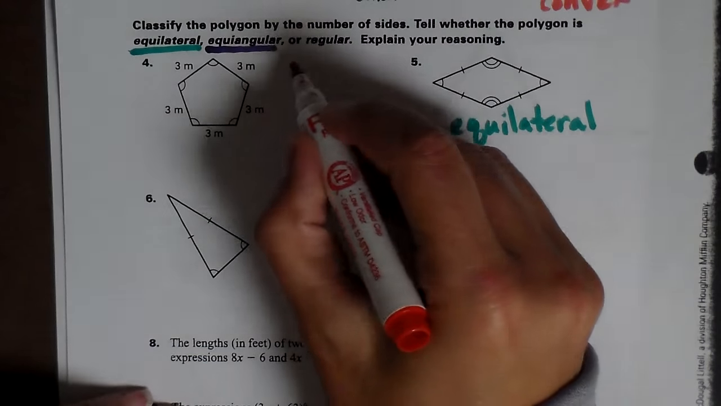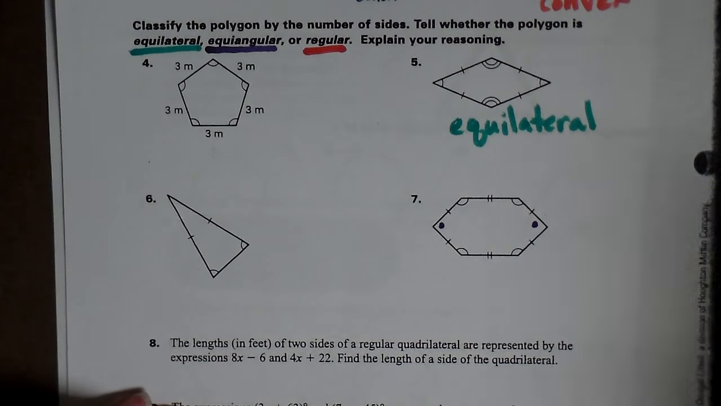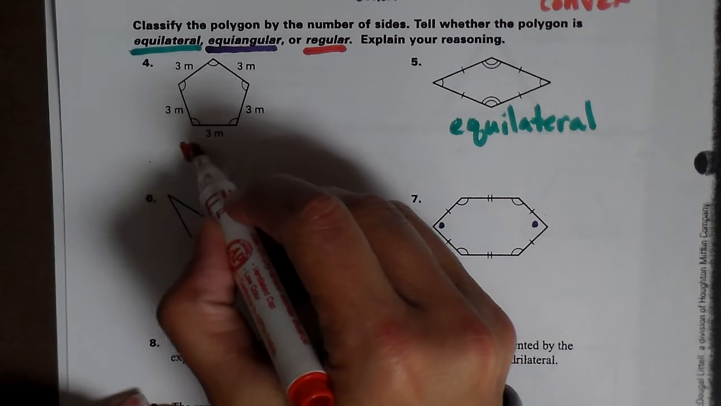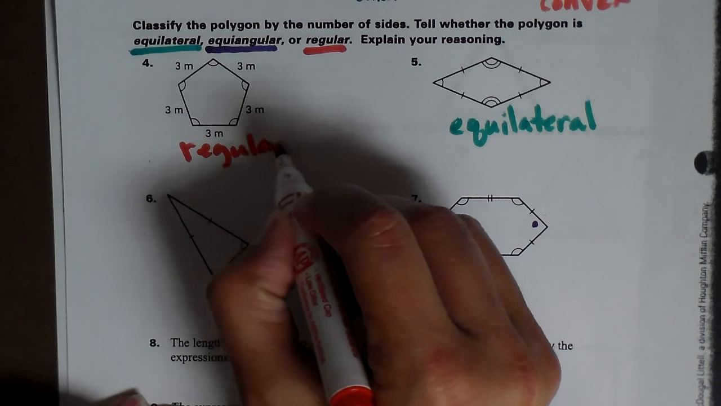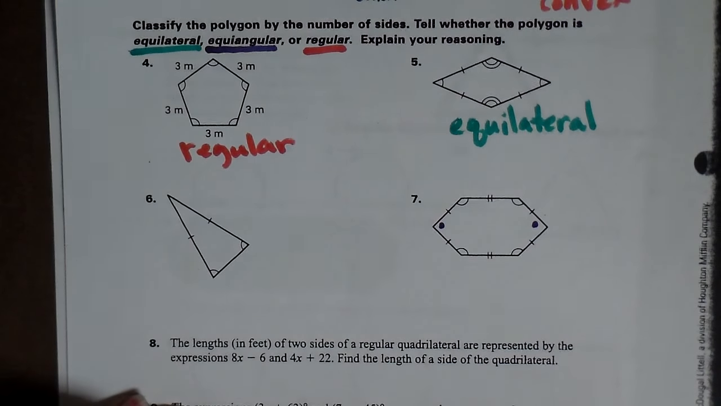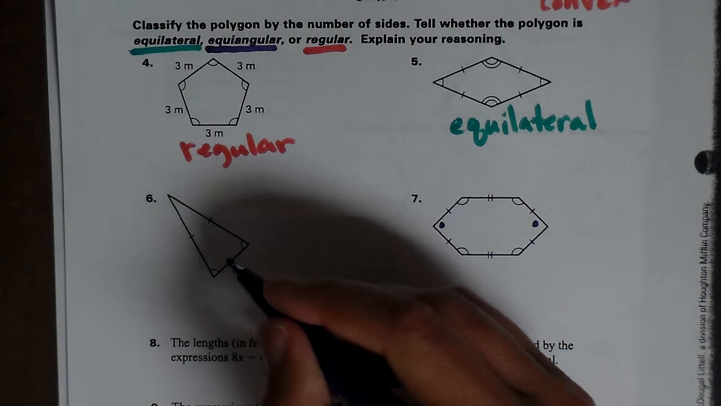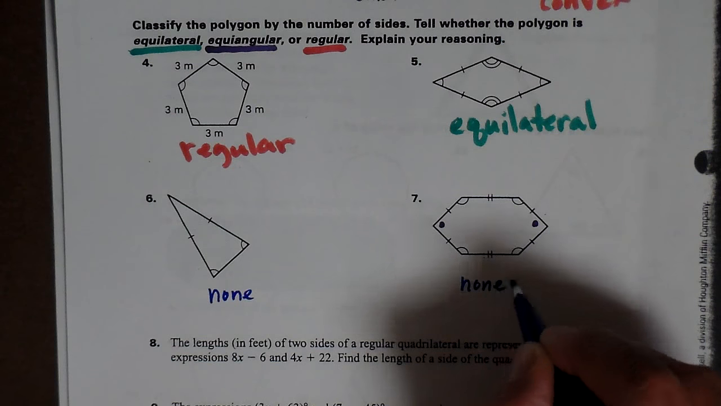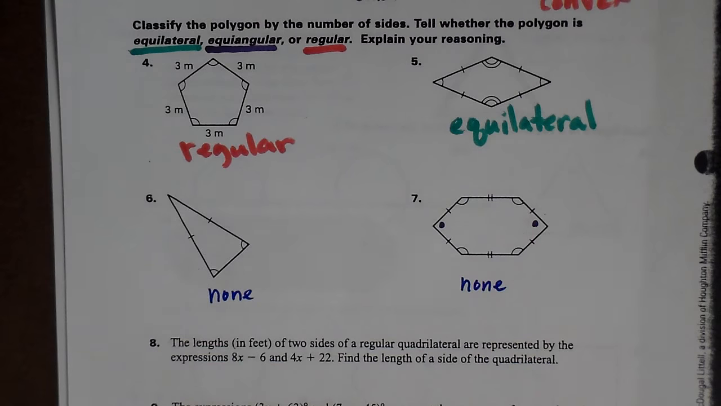So let's look at regular. Regular means both equilateral and equiangular. Therefore, number 4 is a regular polygon because it has both equilateral and equiangular. 6 and 7 don't fit any of these. So they're none or neither. They're not equiangular, equilateral, or regular.